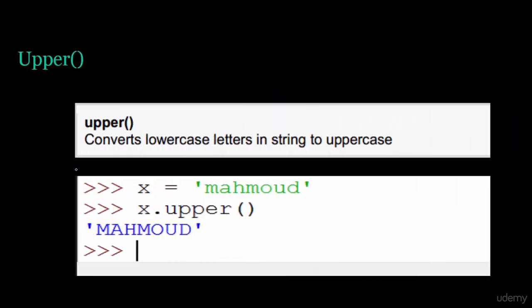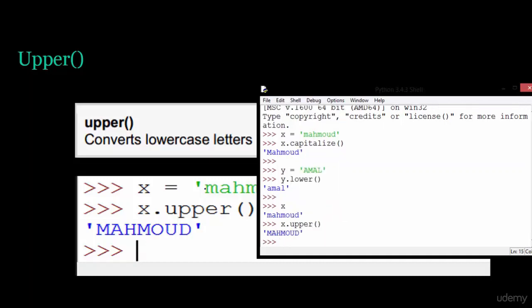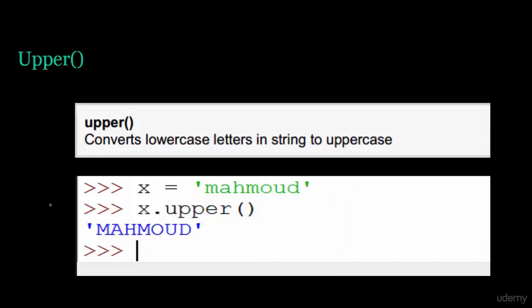The upper method will convert the lowercase letters in a string to uppercase. Let's look here, x equal to Mahmoud. If I type x dot upper, this will convert all letters to capital. Let's try this here. If I print x, it's Mahmoud, all in small letters. If I type x dot upper, we can see here Mahmoud, all in capital letters. Okay.